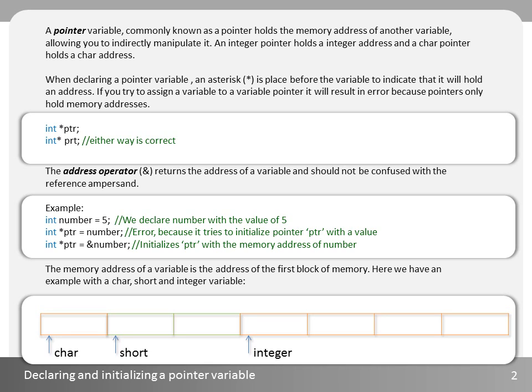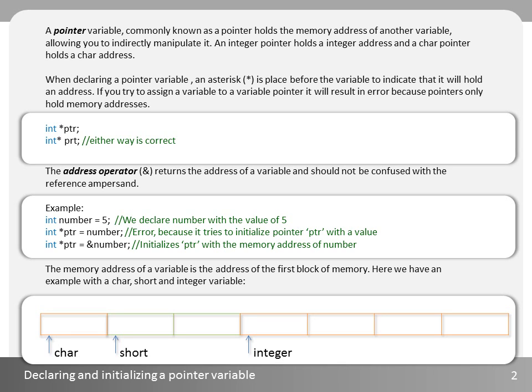A pointer variable, commonly known as a pointer, holds the memory address of another variable, allowing you to indirectly manipulate it. An integer pointer holds an integer address, and a char pointer holds a char address. When declaring a pointer variable, an asterisk is placed before the variable to indicate that it will hold an address. If you try to assign a variable to a pointer variable, it will result in an error because pointers only hold memory addresses. Below, you can see how a pointer is declared.